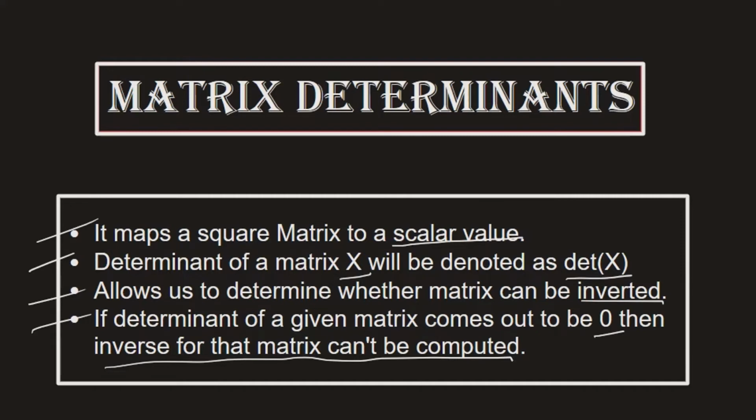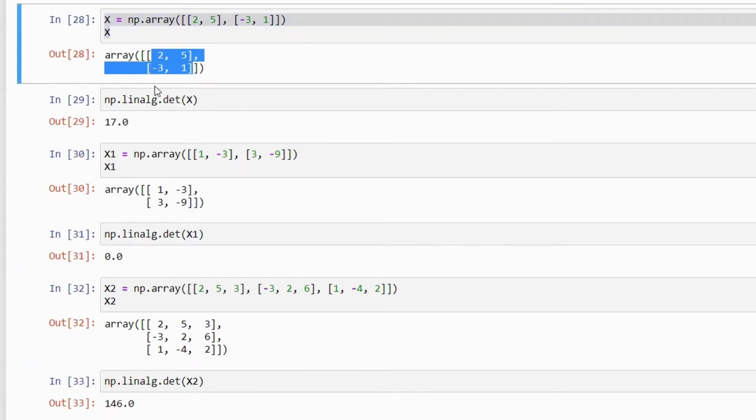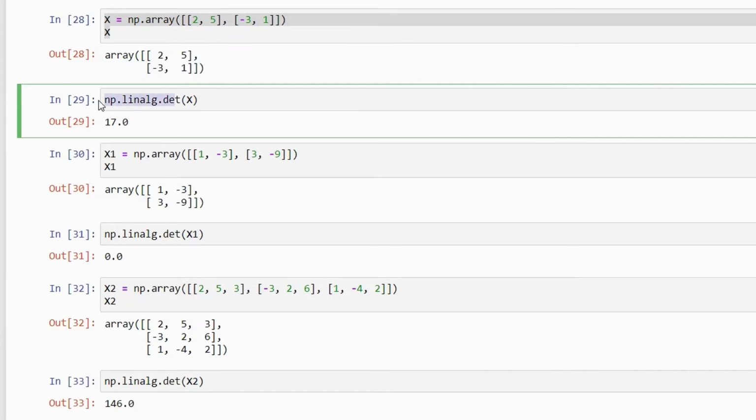Now quickly let's jump into our Jupyter notebook, where we will also see some practical demonstration of calculating the determinant for a matrix with the help of the NumPy library. So in this cell I'm creating this array X, which is nothing but a 2x2 matrix, and I'm using this function, numpy.linalg.det, and then I'm passing our matrix as an argument, and as an output it simply provides us the calculated determinant for the given matrix.